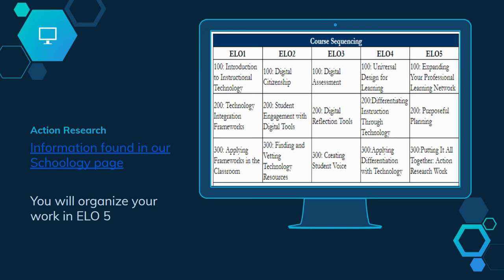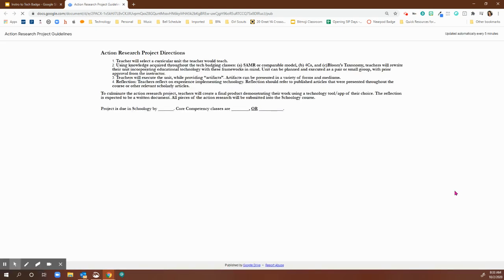Your action research is also found on your Schoology page and will be finalized and put together in ELO 5. The information for your ELO can be found on your Schoology page, but this is what that action research looks like. Basically, you will be applying what you know in your classroom. So we will go over things like SAMR, the 4 C's, Bloom's taxonomy, and the ISTE standards, and applying those all into creating a lesson that is integrated with technology.